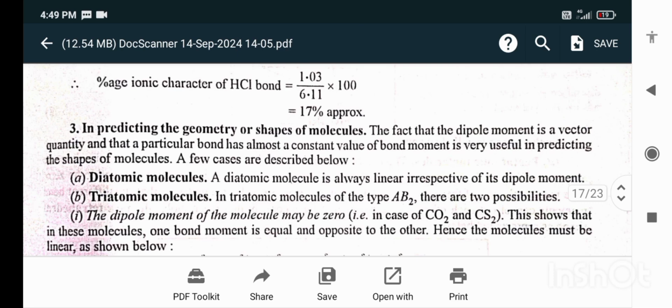In predicting the geometry or shapes of molecules, the fact that the dipole moment is a vector quantity and that a particular bond has almost a constant value of bond moment is very useful. A few cases are described below. Diatomic molecule: a diatomic molecule is always linear irrespective of its dipole moment. Triatomic molecules: in triatomic molecules of the type AB2, there are two possibilities. The dipole moment of the molecule may be zero, as in the case of CO2 and CS2. This shows that in these molecules, one bond moment is equal and opposite to the other. Hence, the molecules may be linear.